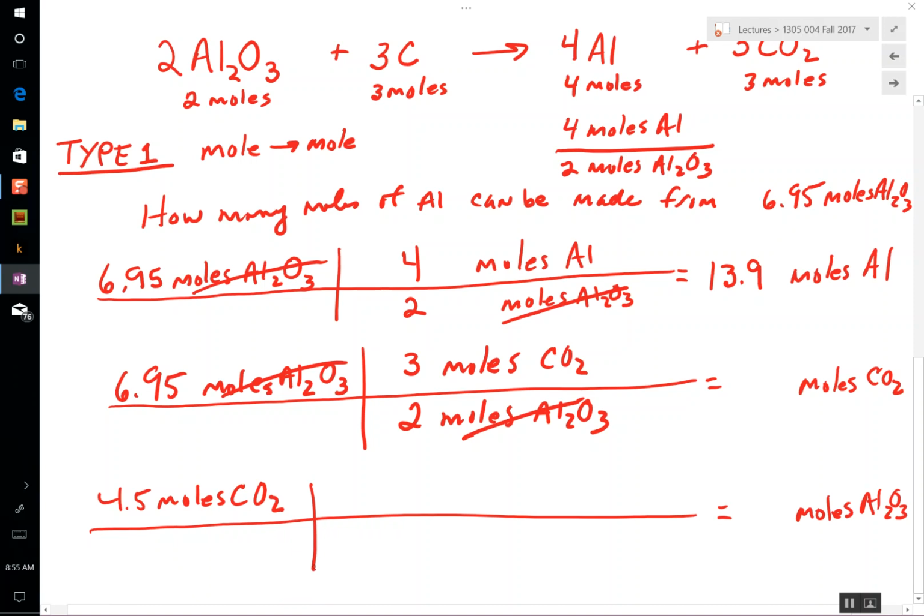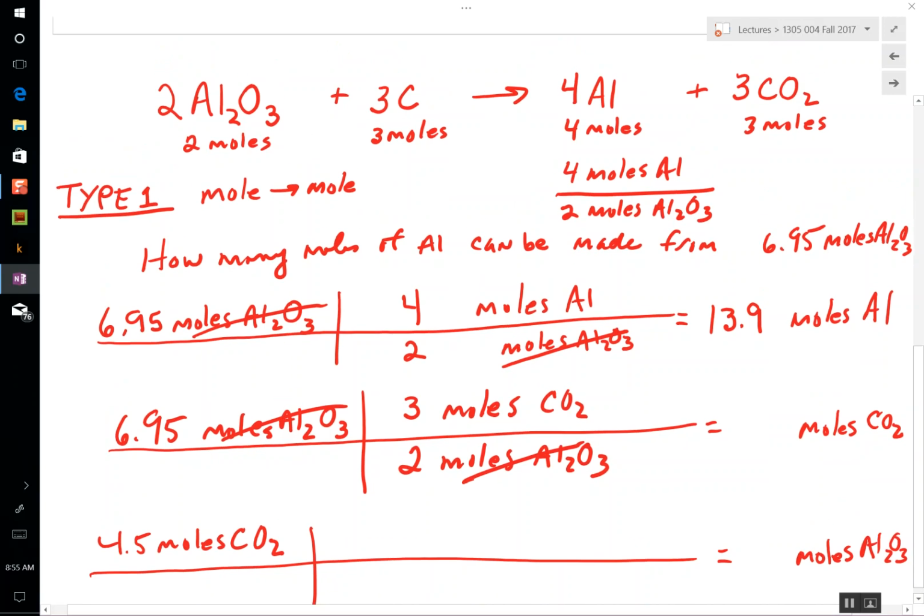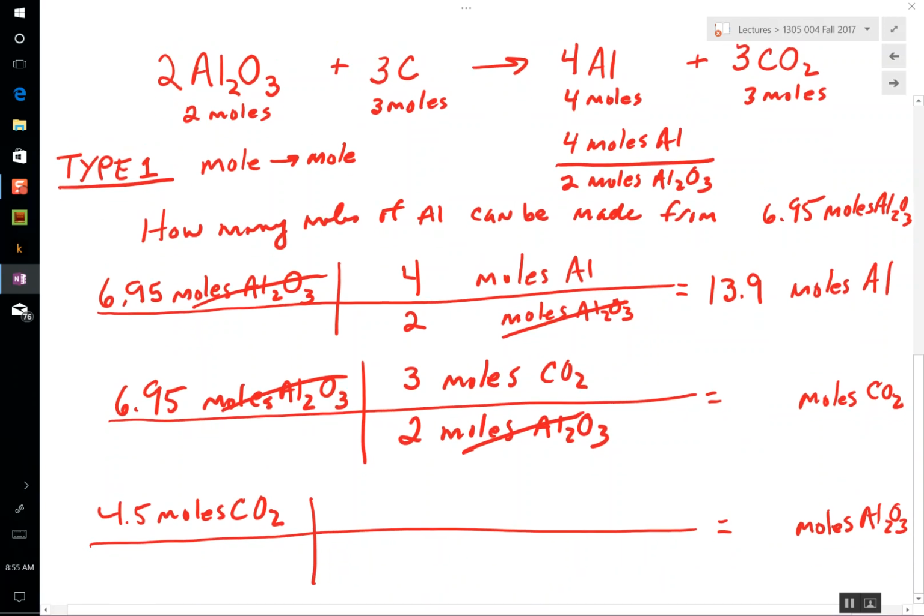All right, so you can still see everything. Let me just move this down a little bit. So now I want to relate moles of CO2. I want to convert moles of CO2 into moles of aluminum oxide. So now what does this need to look like?